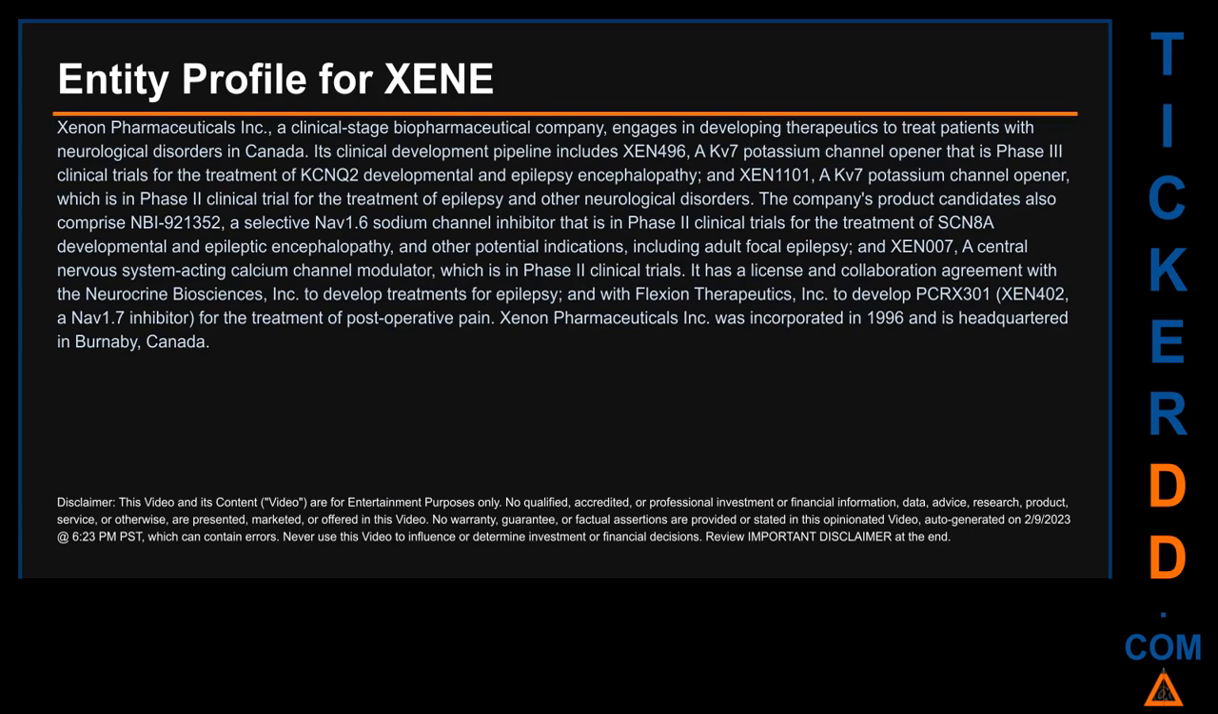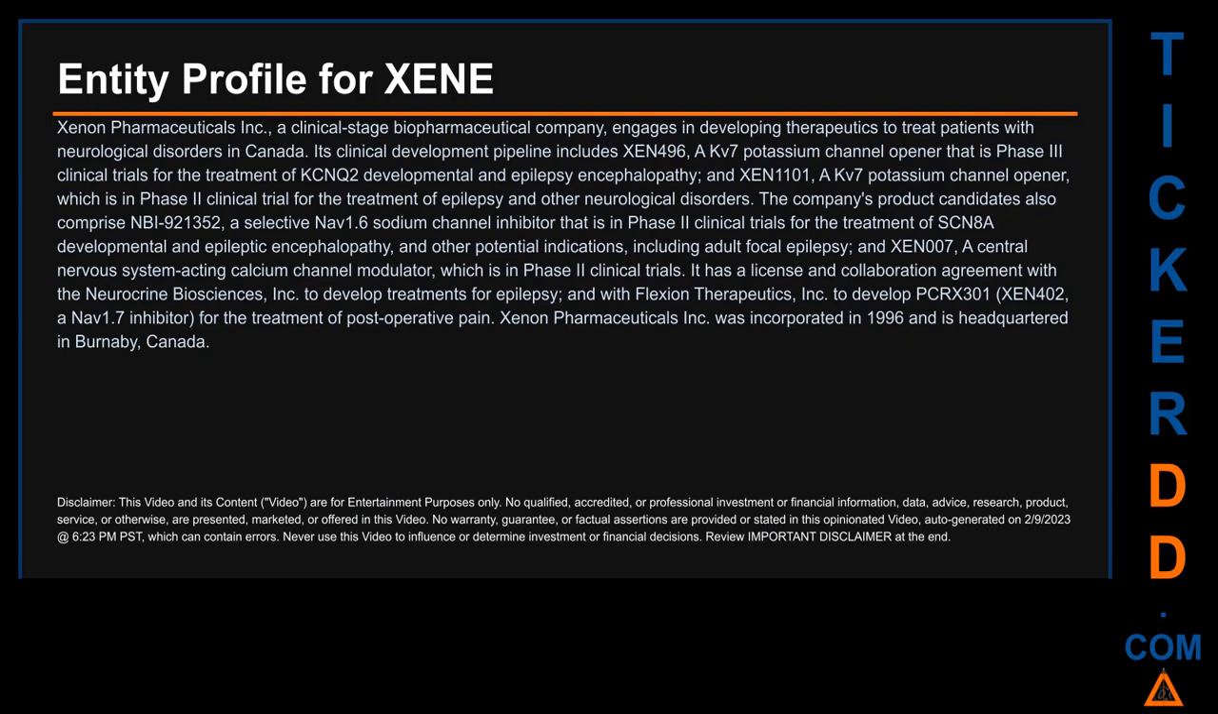XENE Pharmaceuticals Inc., a clinical-stage biopharmaceutical company, engages in developing therapeutics to treat patients with neurological disorders in Canada. Its clinical development pipeline includes XEN496, a Kv7 potassium channel opener that is in Phase 3 clinical trials for the treatment of KCNQ2 developmental and epileptic encephalopathy, and XEN1101, a Kv7 potassium channel opener, which is in Phase 2 clinical trial for the treatment of epilepsy and other neurological disorders.